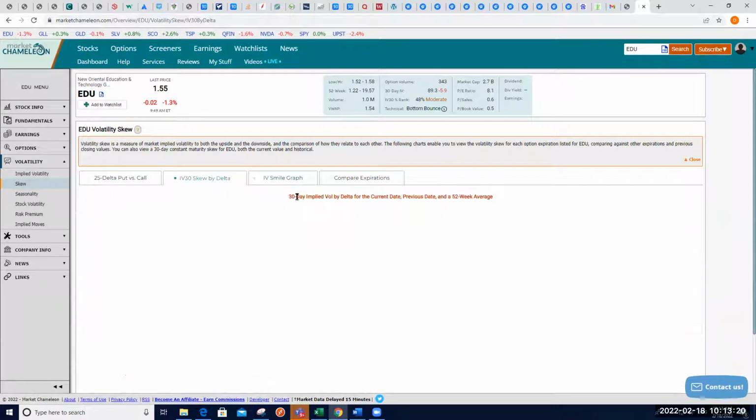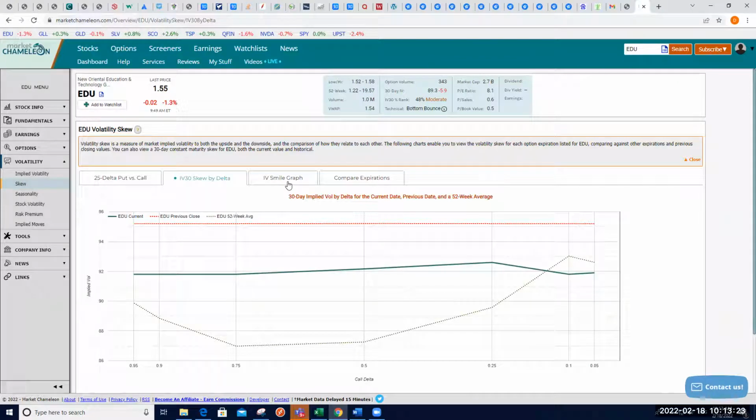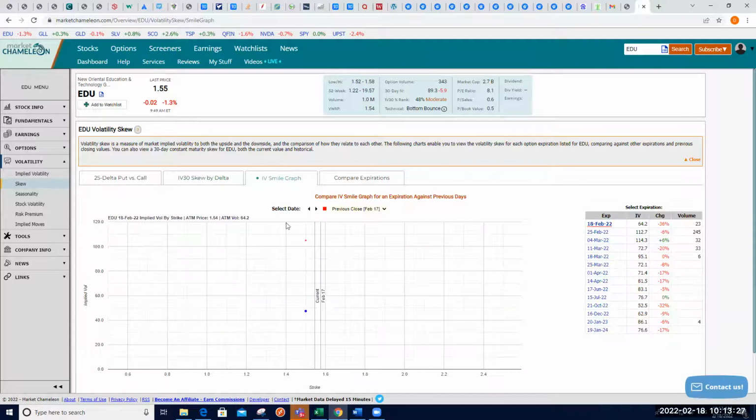And let me see, we have the implied volatility smile. Yeah, we have that, but not much data here.